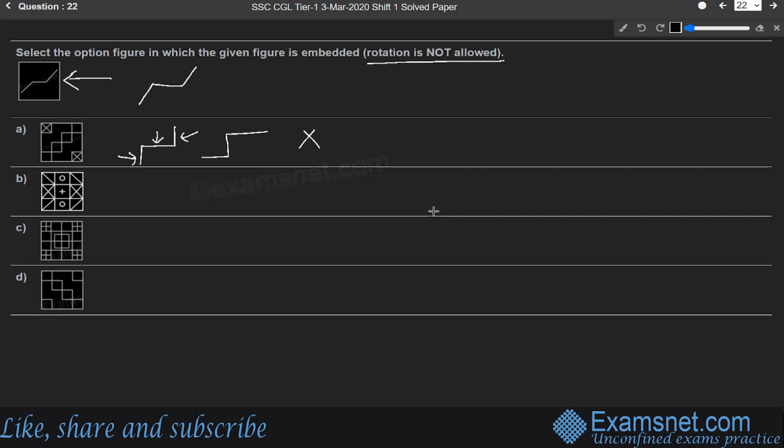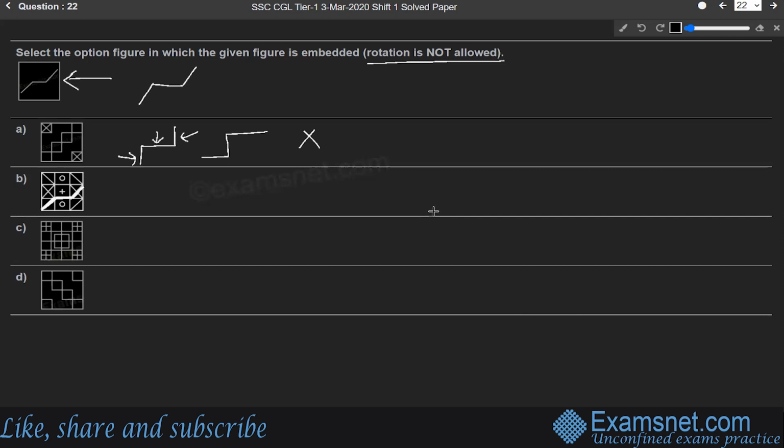Now, looking at option B, we can see so many slant lines here. So the first part we want is this. Second part will be a straight line. And third part will be again a slant line. So this is the exact figure that we are looking for. So this will be the correct option.